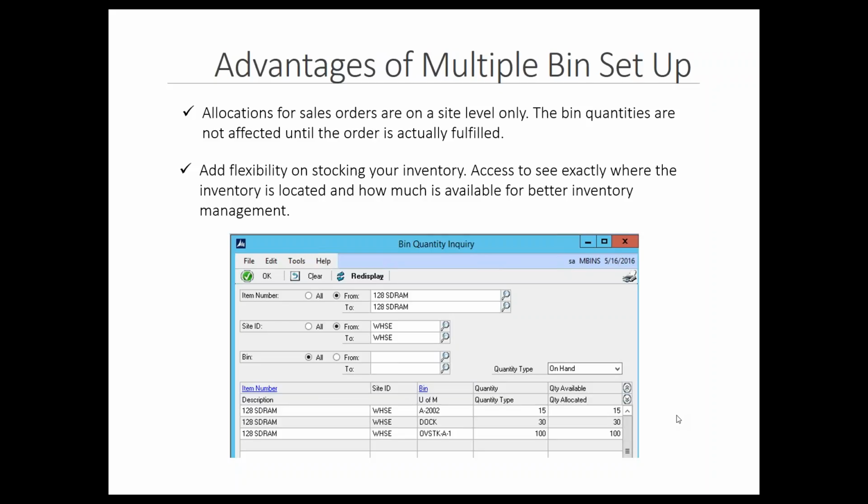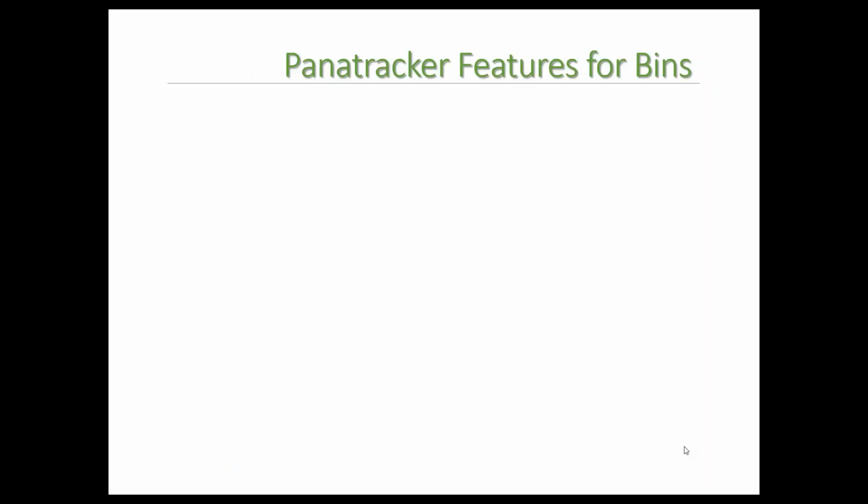So that's one advantage you may want to consider if you're doing allocations as well. And you can add flexibility to how you stock your inventory. You can see exactly where inventory is located and how much you have available at any given point in time for better inventory management as well. This is just a bin quantity inquiry of Dynamics that I'm showing here. So you can see exactly what you have for quantities both on hand and available.